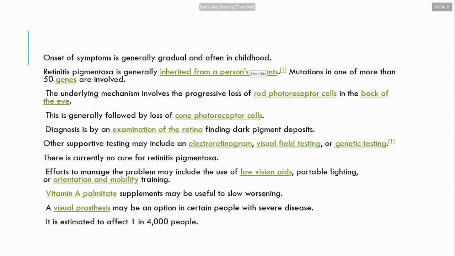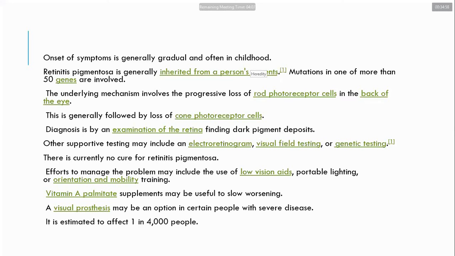Visual field testing can be done if there is some amount of vision, otherwise you cannot do it. So it is mainly genetic testing and electroretinogram, which we do not do much. Our diagnosis depends mostly on the clinical findings. There is currently no cure for retinitis pigmentosa. Efforts to manage the problems may include the use of low vision aids, proper lighting, and orientation and mobility training. Vitamin A as palliative supplementation and visual prosthesis may be an option in certain patients with severe disease.